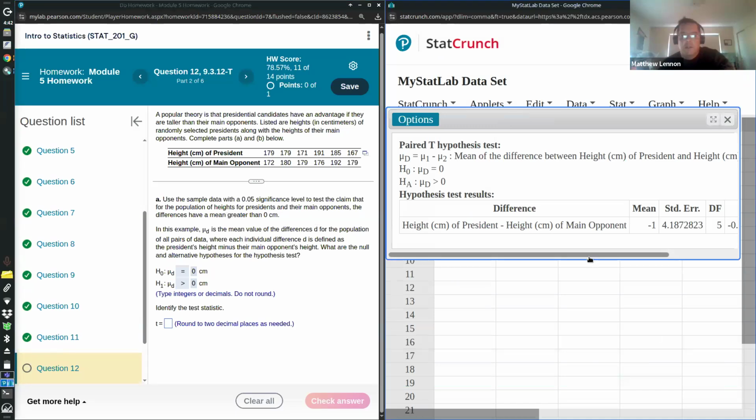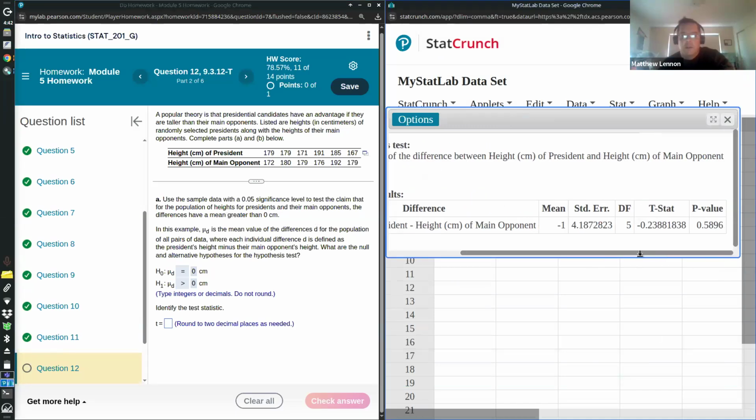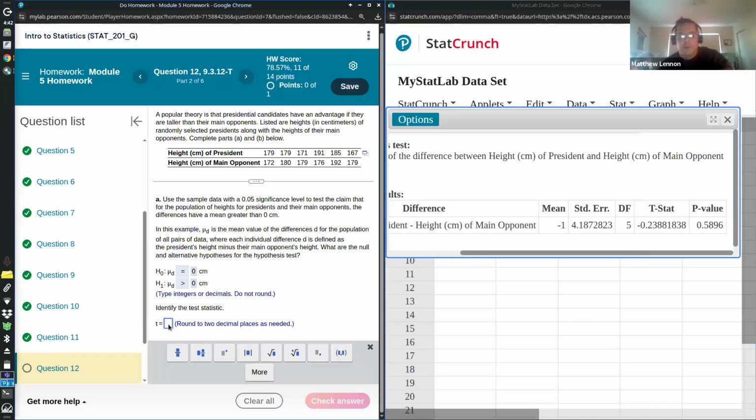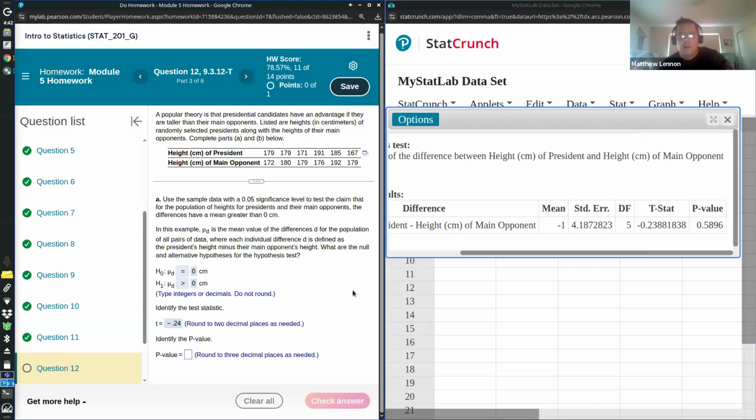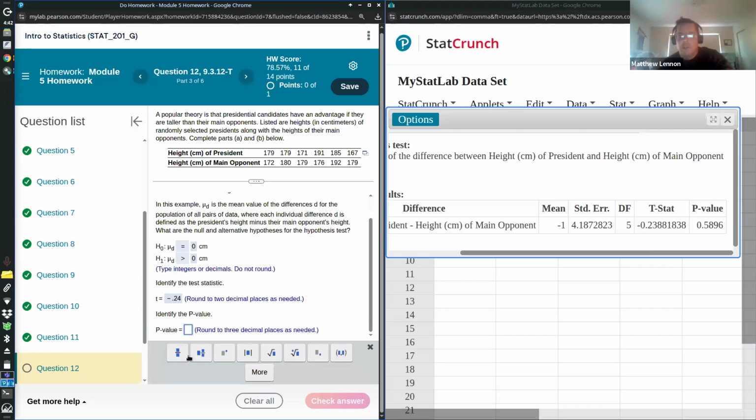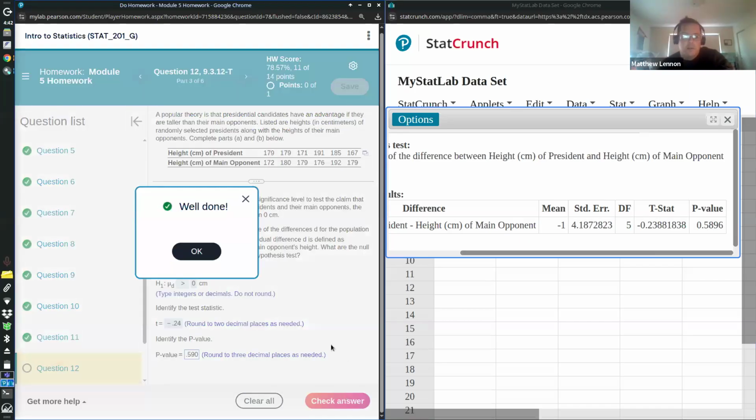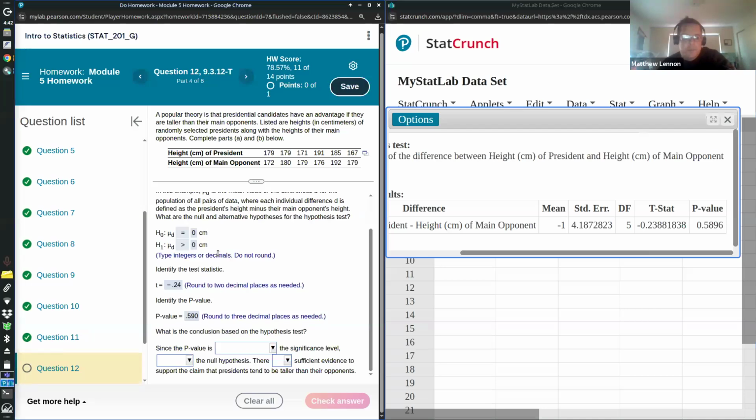And our t-stat is, how many places? 2. Mine would be minus 0.24. The p-value, 3 places for this, 0.5899. 9 bumps up, so 0.590. I had to do a little carrying in my head, so the arithmetic was even tricky.